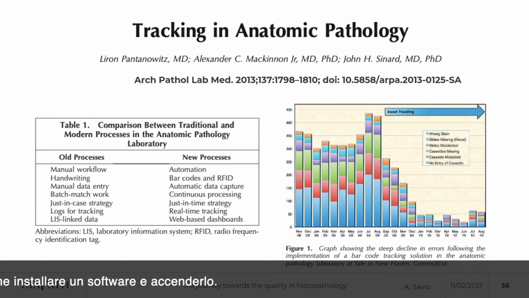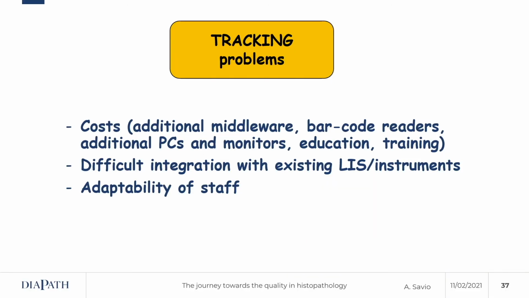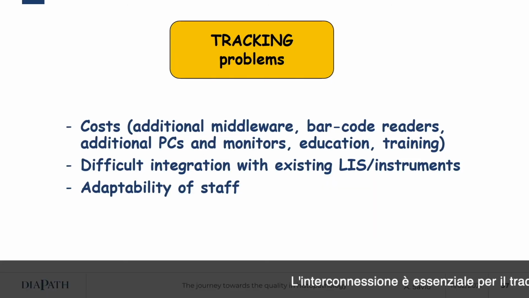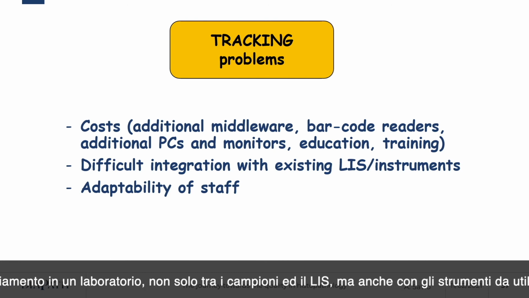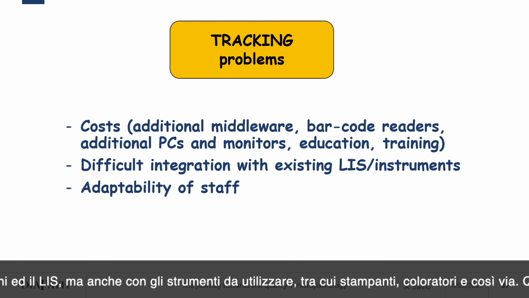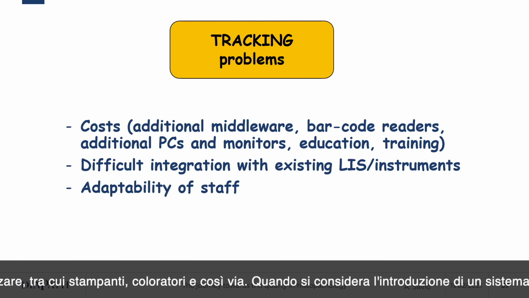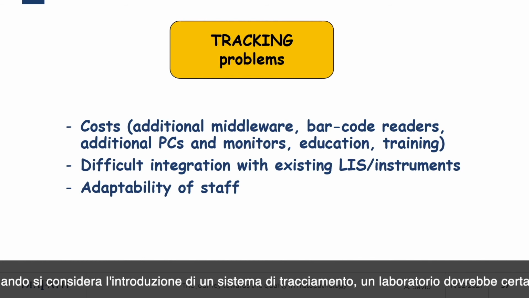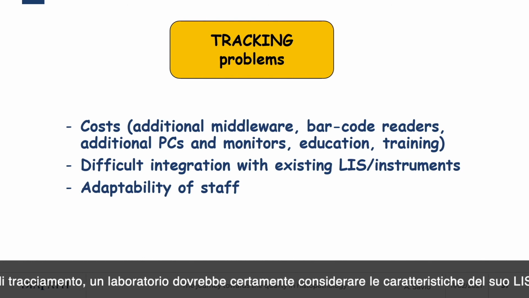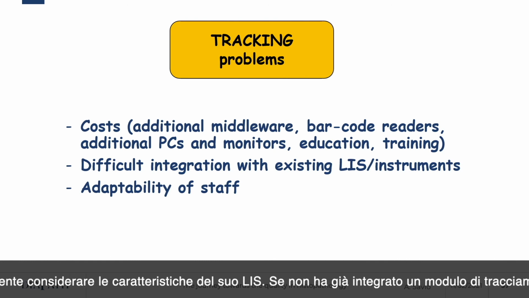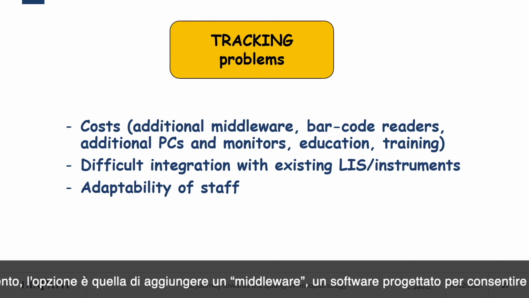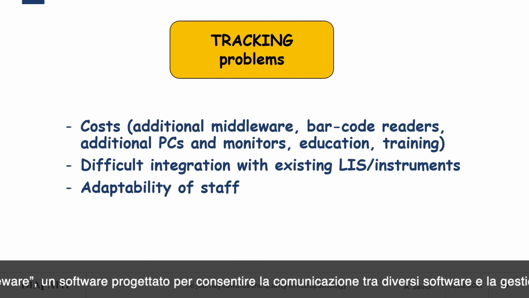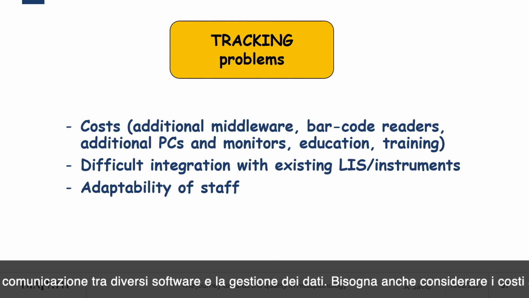But implementing tracking is not as simple as installing a software and turning it on. Interoperability is essential for tracking in a laboratory, not just with assets and the LIS, but also with instruments to be used, including printers, autostainers, and so on. When considering introducing a tracking system, a laboratory should certainly consider the characteristics of its LIS. If a tracking module is not already integrated with it, the option is to add a middleware, a software designed to enable communication between different softwares and management of data.